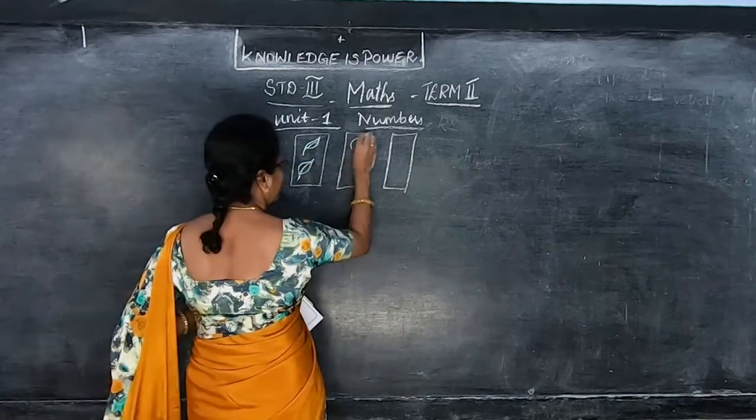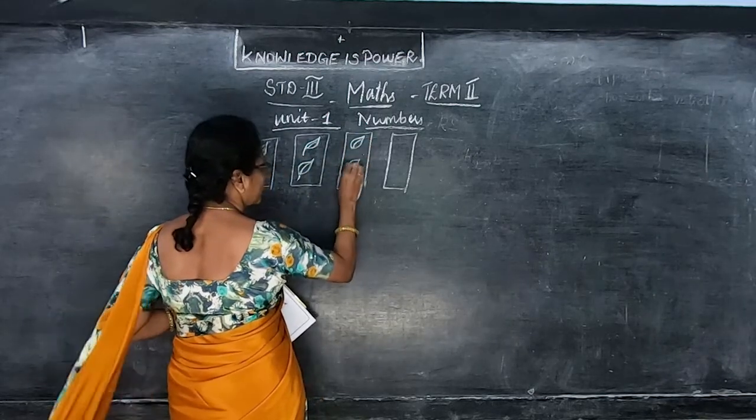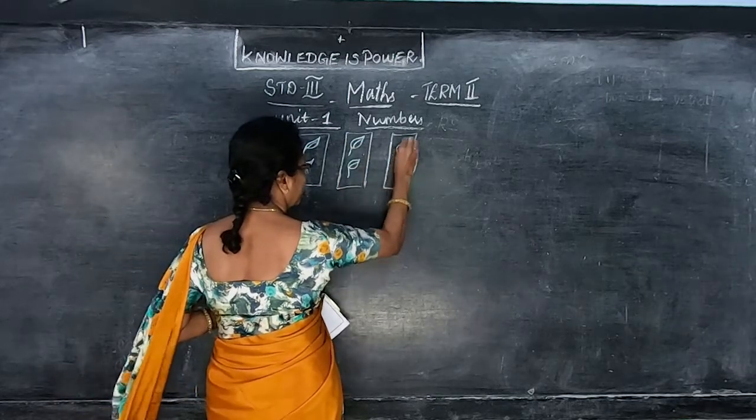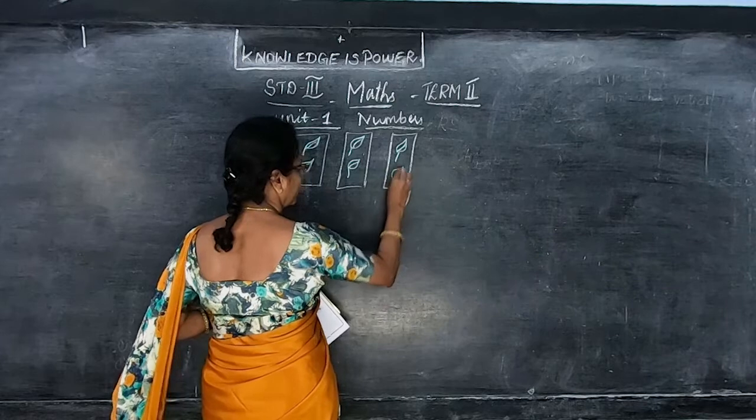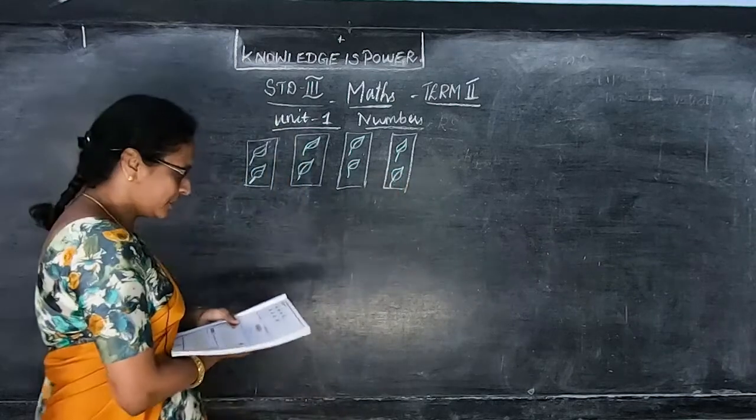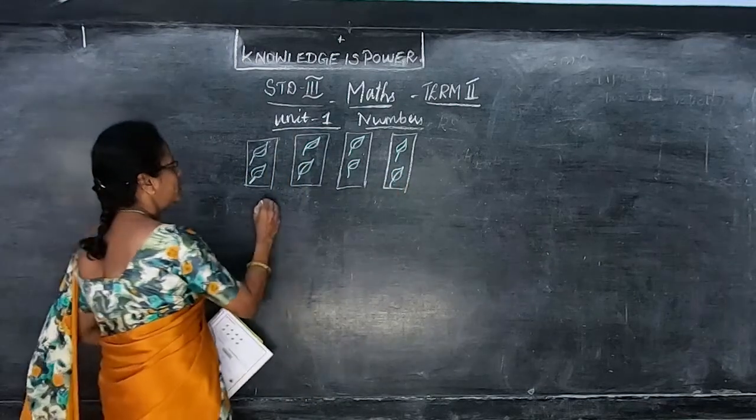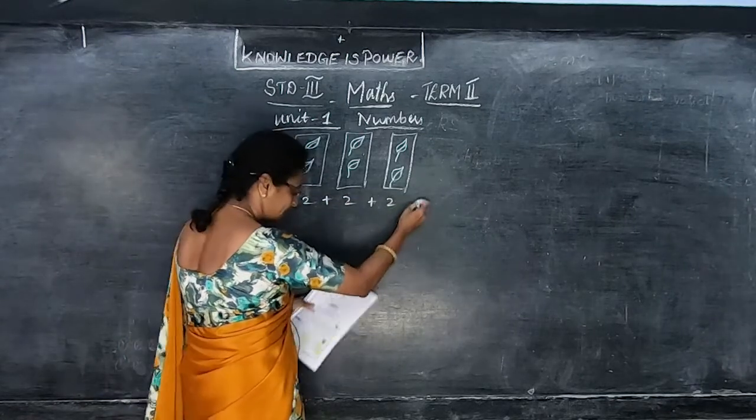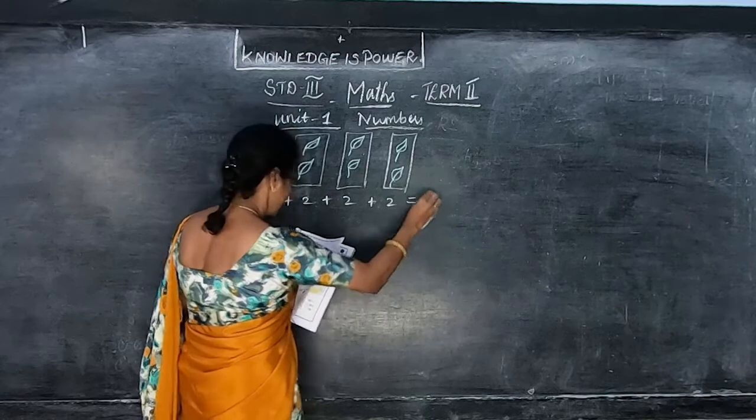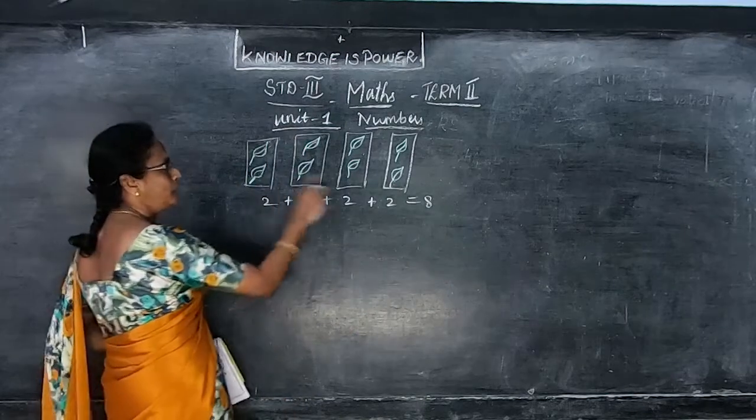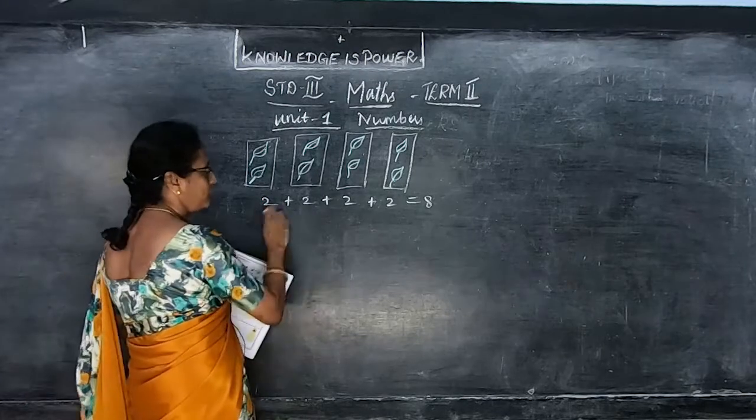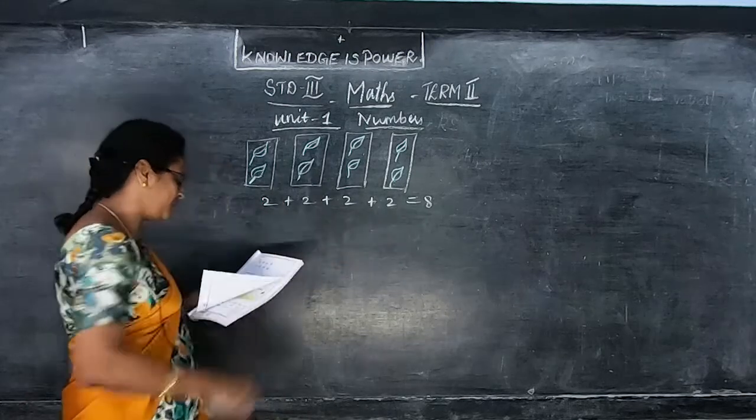So like this, 2 leaves in each box. 2 leaves in each box are given. So we have to regroup this. 2 plus 2 plus 2 plus 2. That is equal to 8. How can we write this? 2, how many times is there? 4 times 2. If we add 4 times 2, that gives you 8.